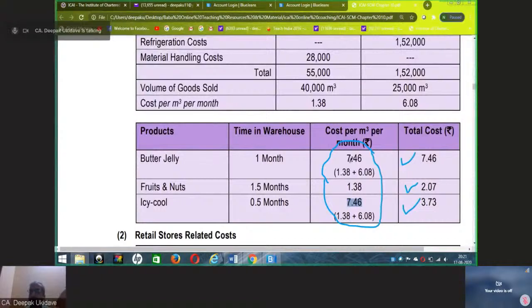And now we get product-wise warehousing cost. That is what is direct product profitability. So for butter jelly, the cost is 7.46. For fruit and nut, 2.07. This is the direct product cost in terms of warehousing.